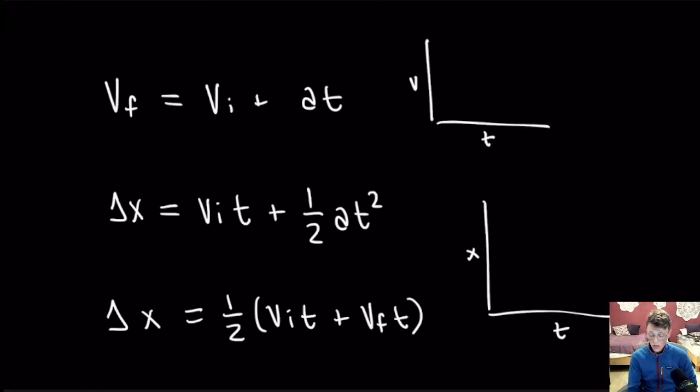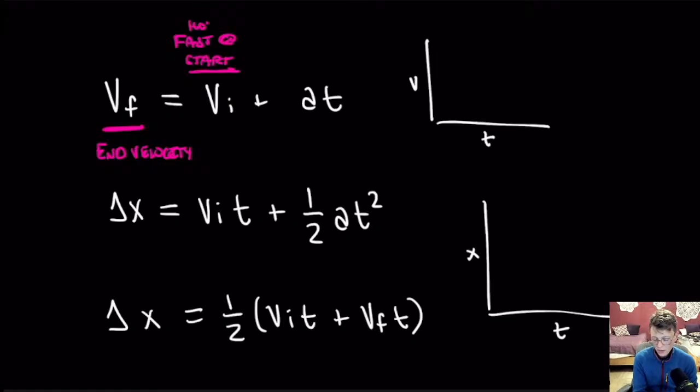Okay, so in this first one, what do we have here? We have v final. So this is telling us our end velocity. So what will we be at the very end? And we're going to say that this is going to depend on how fast we were going at the start, right? This is how fast at the start. Well, that kind of makes sense, right? Because if you're going faster at the start, then your end velocity could be faster at the end.